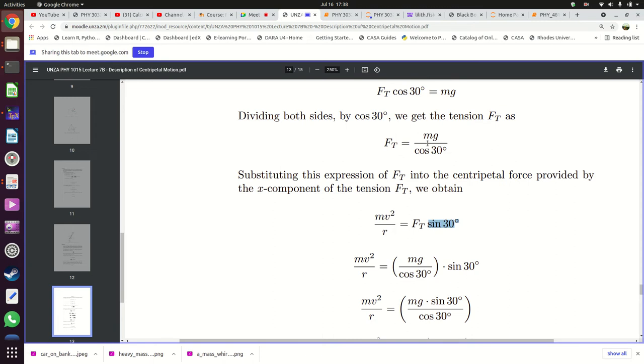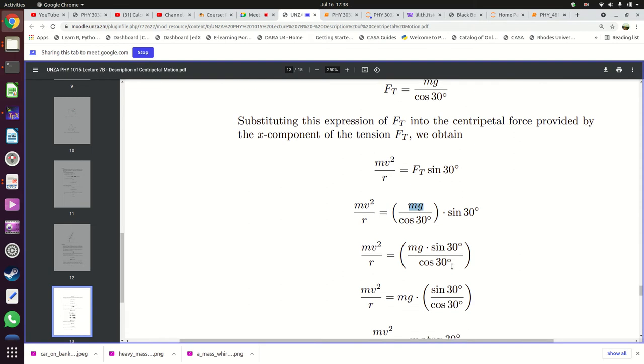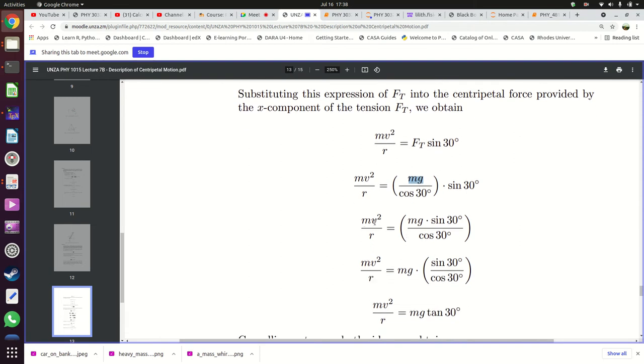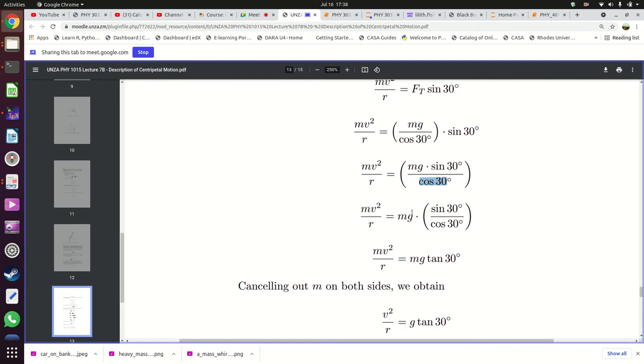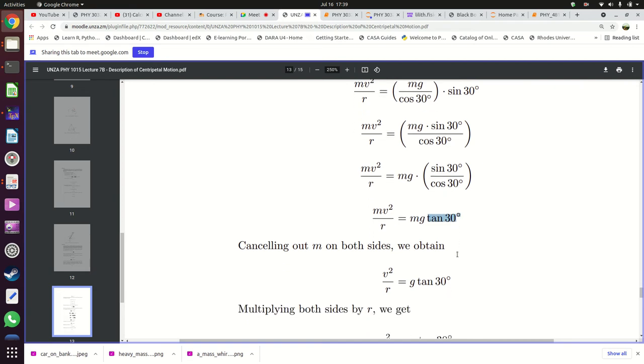So if you substitute for this mg over cos theta, like I've done here, mg over cos theta multiplied by sine 30 degrees, you end up with mv squared divided by r equals mg sine theta divided by cos theta. This bit, sine theta divided by cos theta, is the ratio of sine to cosine, and we know what that is. That's a tangent. So you end up with mv squared over r equals the weight multiplied by the tangent, which is the mass multiplied by g multiplied by tan theta. Is that clear?